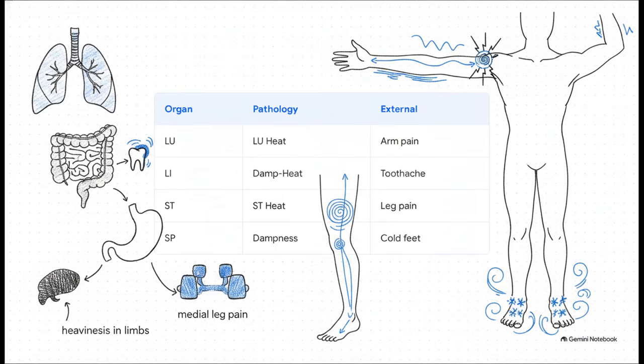Moving down to digestion. If there's damp heat in the large intestine, it can trigger toothaches or shoulder pain. Stomach heat, that can create unexpected facial swelling or pain traveling all the way down the leg. And if the spleen is struggling with qi deficiency or dampness, a person might experience a really profound heaviness in their limbs, medial leg pain, or chronically cold feet. The organ is basically creating the symptom along its connected meridian route.